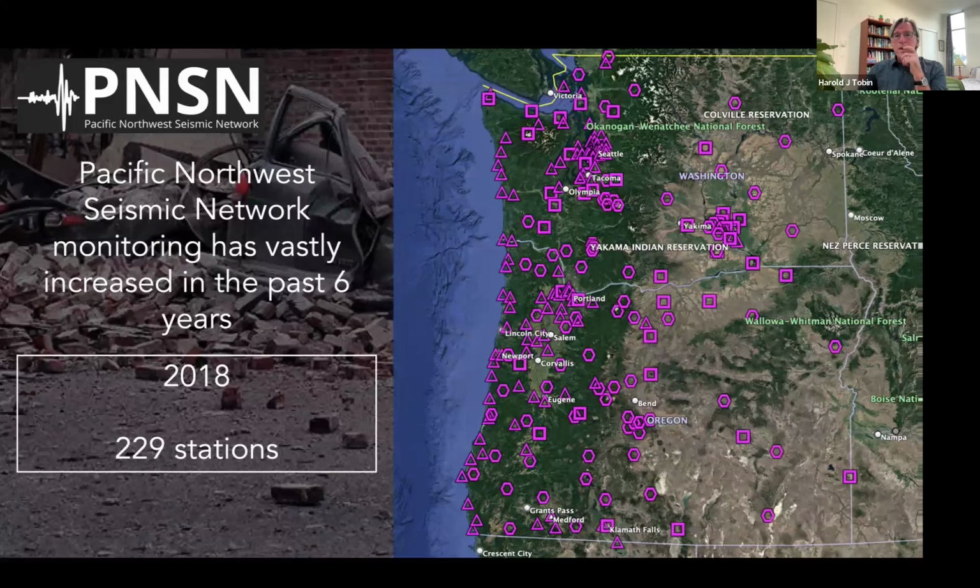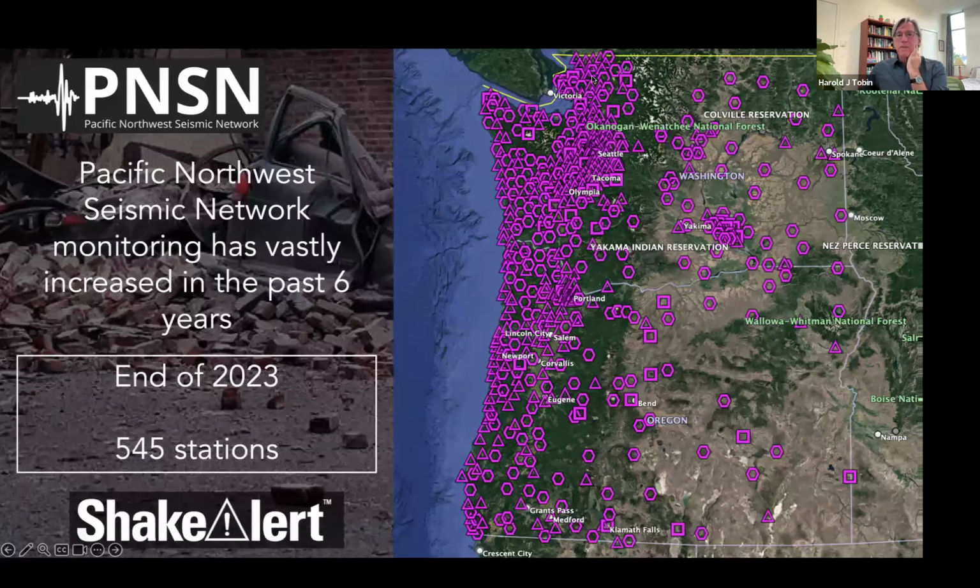We've grown our network enormously recently with partnership with the U.S. Geological Survey. This is 2018. All the pink things in various shapes are our stations over that time. At that time, we had 229. Here's 2023. We have 545. Actually, that's the wrong number now. It's closer to 700 stations. And what you can see is we've densified the network specifically along the coast quite a lot. And I'll just go back and forth.